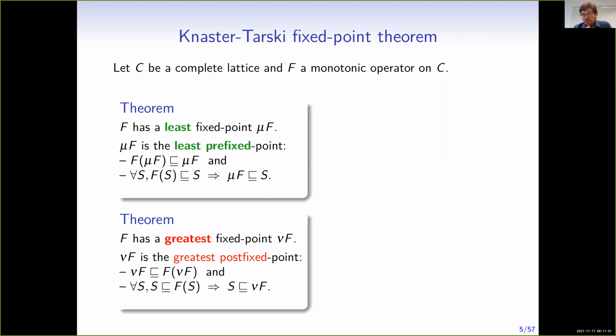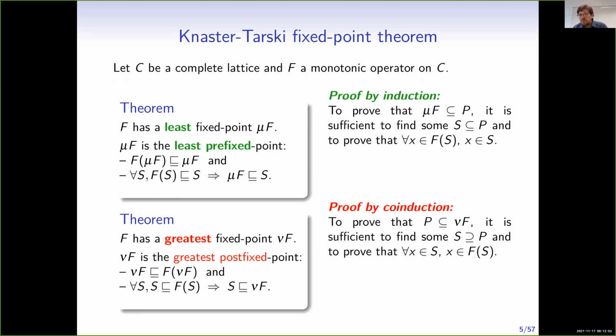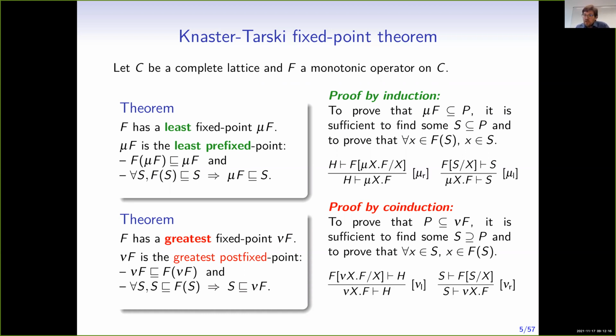Okay, so then to continue introducing and motivating, let's take a moment to look at the famous and very basic Knaster-Tarski fixed point theorem, which tells us that a monotonic operator on a complete lattice has a least and a greatest fixed point. Those fixed points are characterized respectively as the least prefix point and the greatest prefix point. This characterization gives us the means to reason by induction and by co-induction.